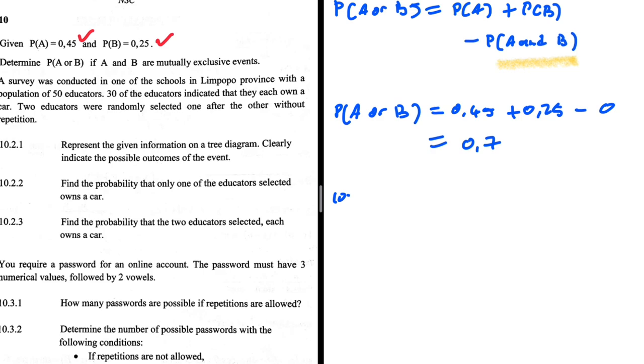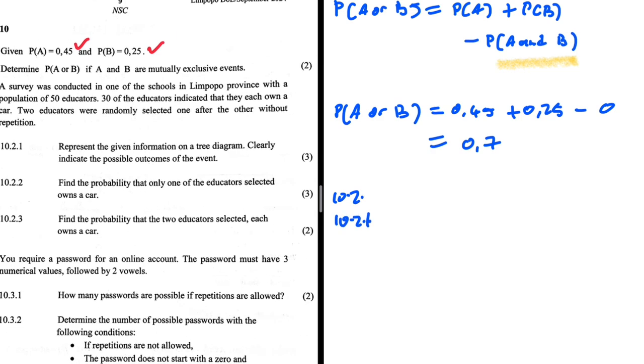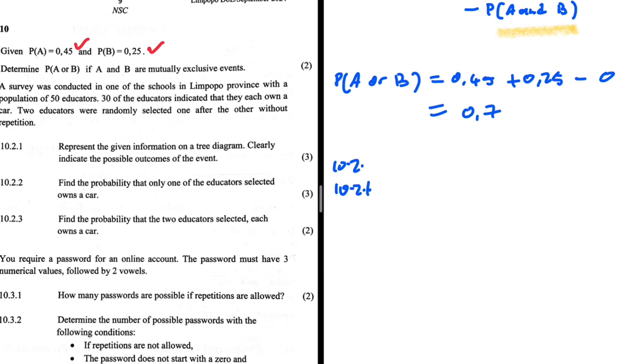10.2, let's take a look at 10.2.1. A survey was conducted in one of the schools in our province with a population of 50 teachers. 30 of the educators indicated that they each own a car. 2 educators were randomly selected, one after the other, without repetition. So the first question: represent the given information on a tree diagram. Clearly indicate the possible outcomes of the event.